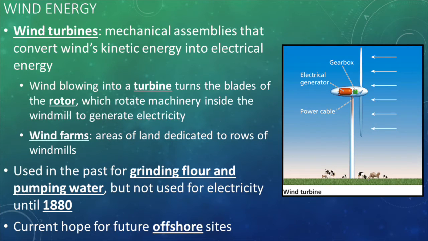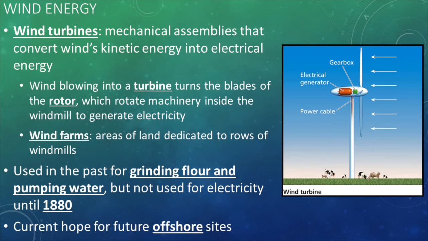Wind energy can be thought of as an indirect form of solar energy because it is the sun's differential heating of air masses on Earth that causes winds to blow in the first place. We can harness power from wind by using devices called wind turbines, or mechanical assemblies that convert wind's kinetic energy, or energy of motion, into electrical energy.